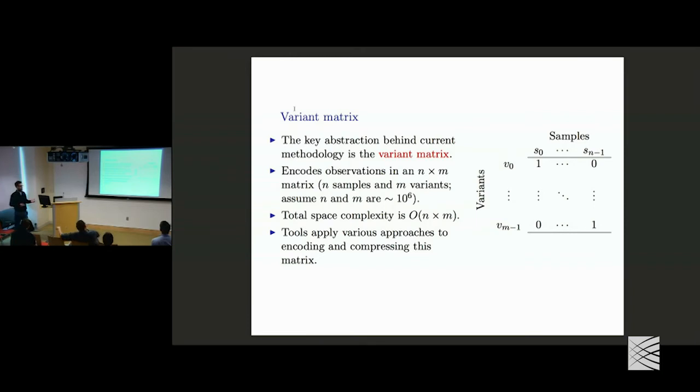Because the space complexity is order n times m. People are very well aware of this, so we've got various different methods of encoding and compressing this matrix, which we're going to come back to in a bit.